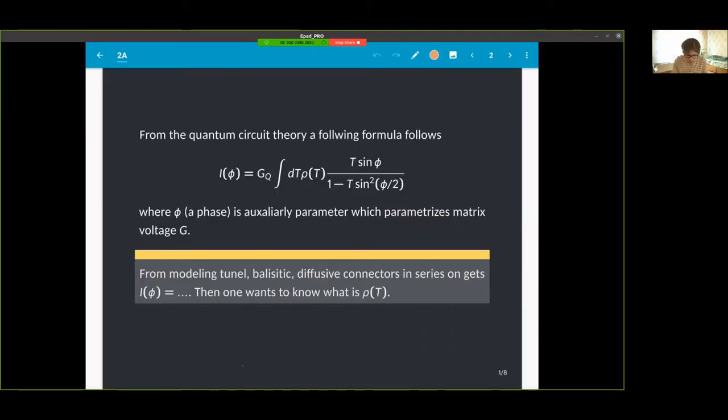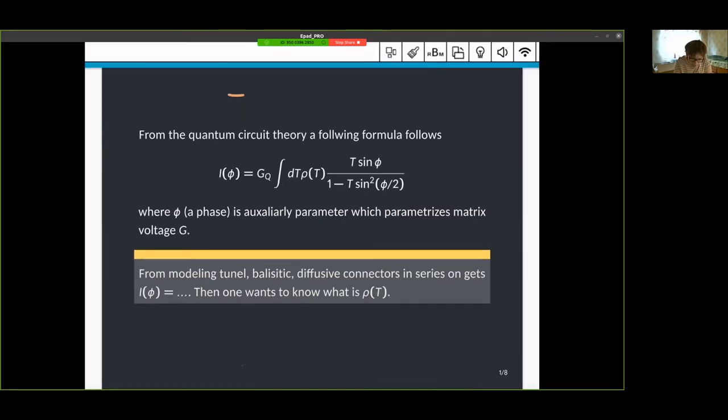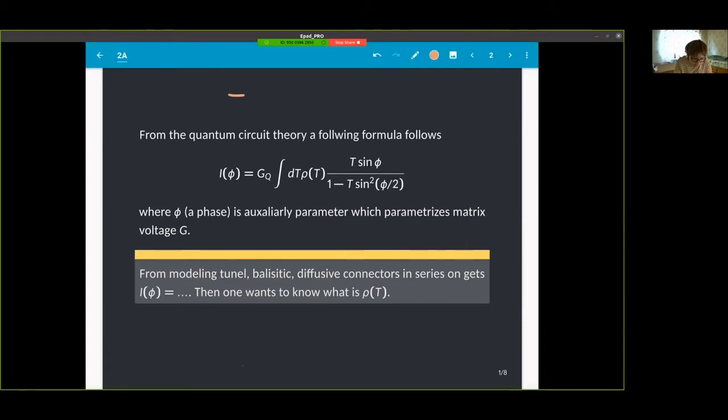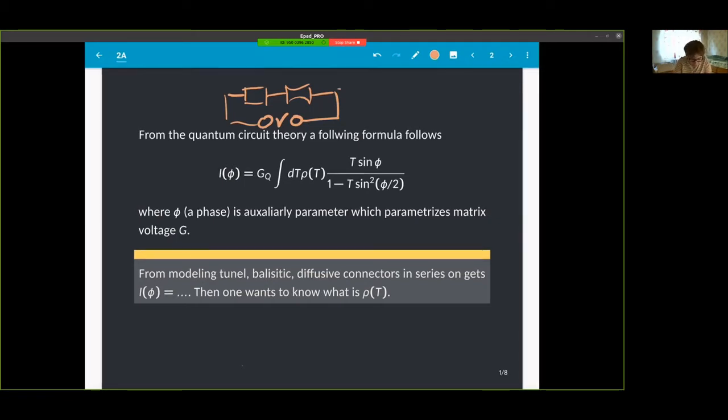So what we have is, we shall draw it. We have a diffusive connector and a ballistic one in series. The question is, putting some voltage in between, what would be the transmission distribution, this rho, of the component system? Oh, sorry. So this is the second exercise.